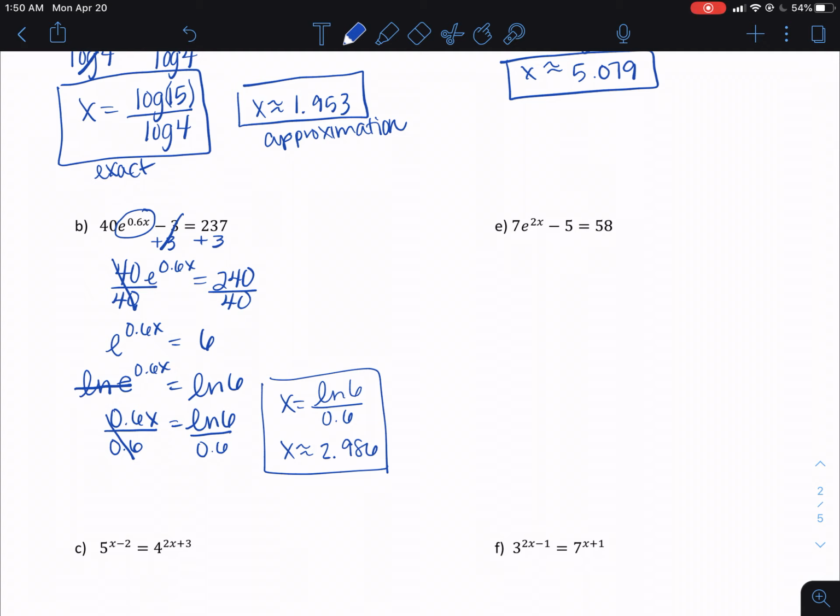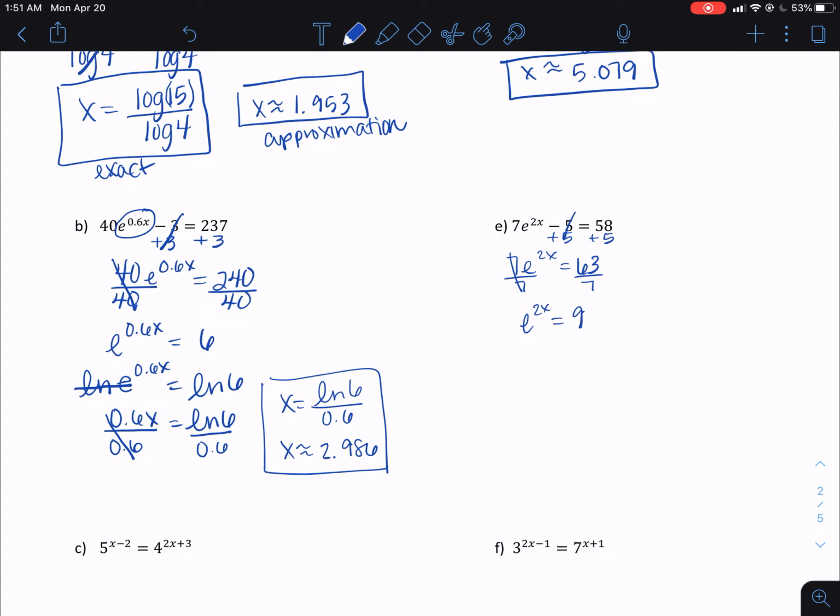Alright, going to the right. Very similar problem here: 7 times e to the 2x power minus 5 equals 58. We're going to start off by adding 5 to both sides so we can get our exponential portion by itself. 58 plus 5 is 63. Divide by 7. So e to the 2x power equals 9.